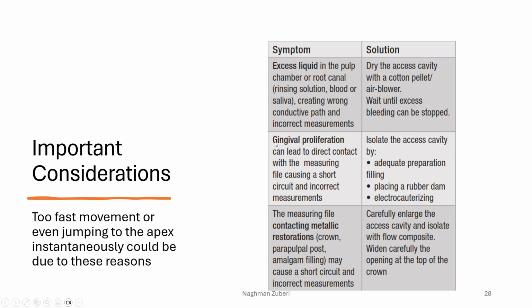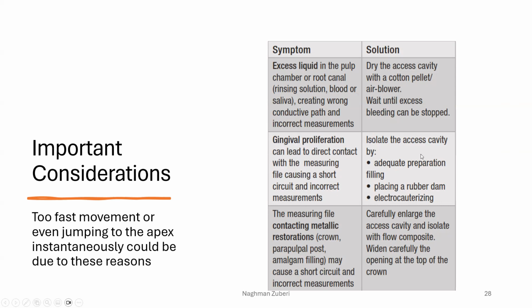At times, if there is open pulpitis, the gingiva proliferates and enters, which we call open pulpitis or chronic proliferative pulpitis. So gingival proliferation occurs and can lead to a pulp polyp, which can lead to direct contact with the measurement file, causing a short circuit and incorrect measurement.